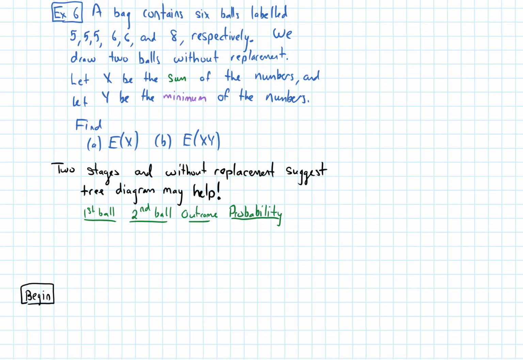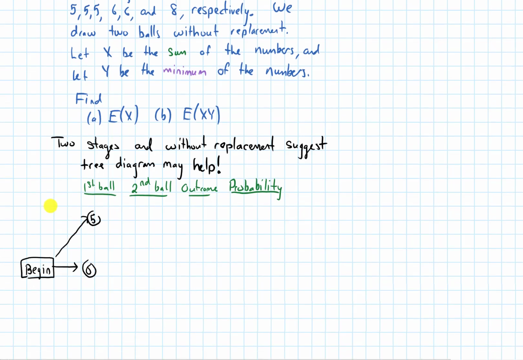Okay, so for that first ball, it could either be a 5. Let's put this in black actually. So that first ball could be a 5. It could be a 6. Or it could be an 8. Okay, and if the first ball is a 5, well then one of the 5s is gone, but you still have 2 5s, 2 6s, and an 8 left. So if you did pick a 5 first, there would still be 2 5s, 2 6s, and 1 8 left if you got to this point.